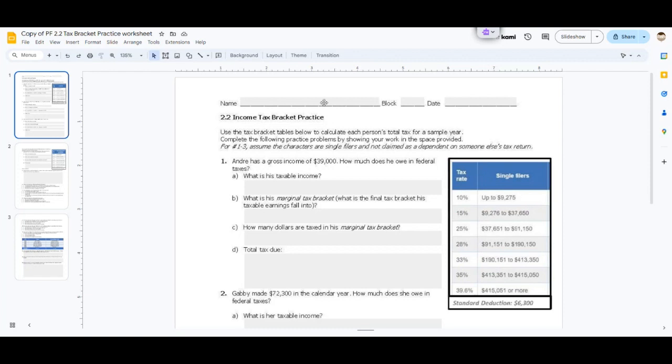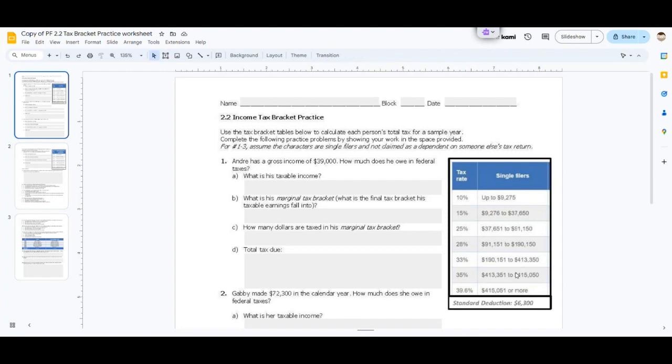All right. So we start off on page one. We've got three different individuals who are filing as a single filer. We've got this tax bracket at the top with the various percentages and then the income ranges that apply. And then the standard deduction is listed at the bottom. So we're going to use that for this table for all three of these first scenarios.